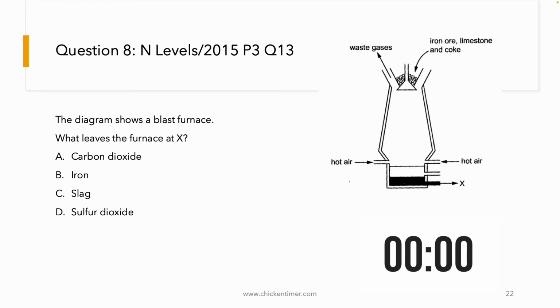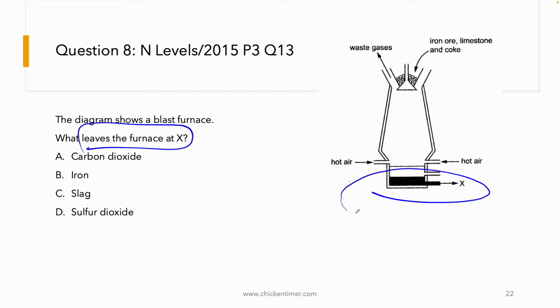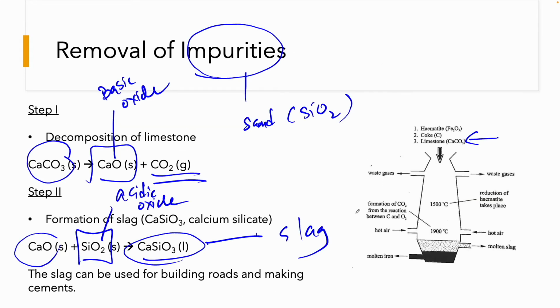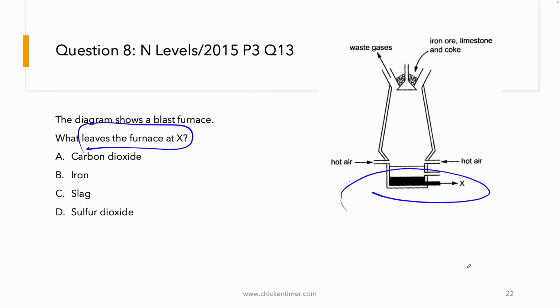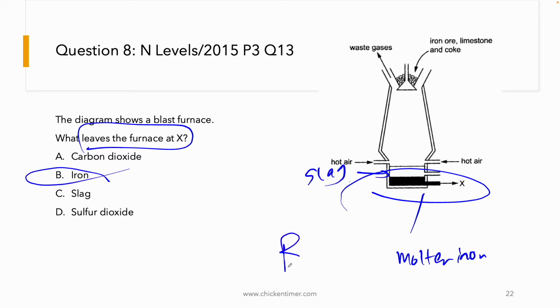Okay, question 8. This is another textbook question. So we have a blast furnace again, and then now they ask what leaves the furnace at here. So back to our setup. You can look right at the bottom here. So the molten iron is at the bottom and on top is slag. So then we know this is molten iron, then on top is slag. So answer is B.